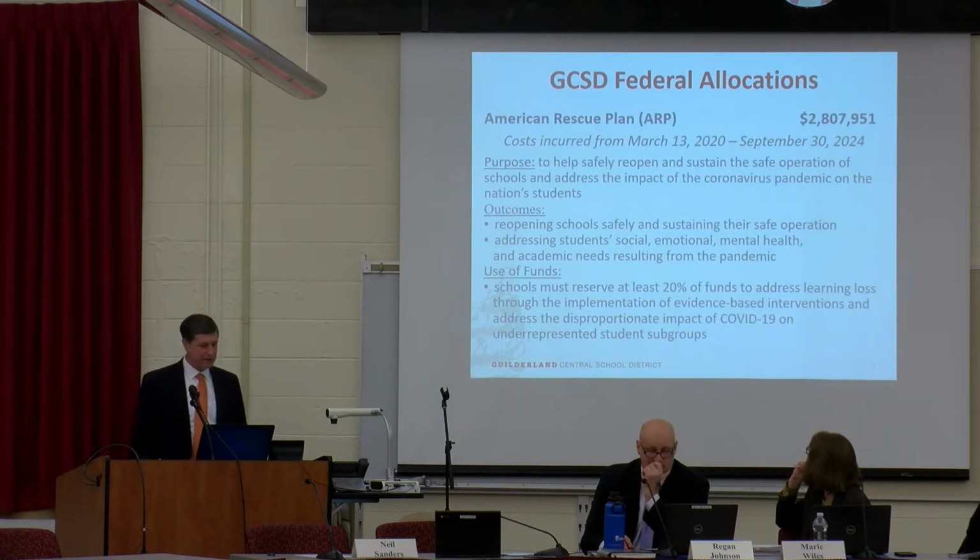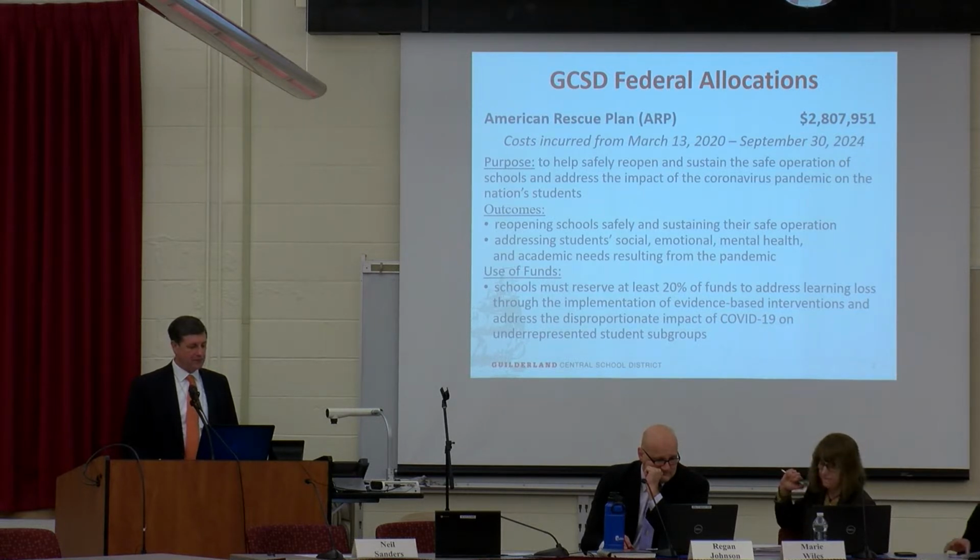The other allocation is known as the American Rescue Plan, or ARP, at $2.8 million. This is for costs incurred from March 13th, 2020, same starting point, but it goes another year, to September 30th of 2024. So this is about safely reopening and sustaining the safe operation of schools.